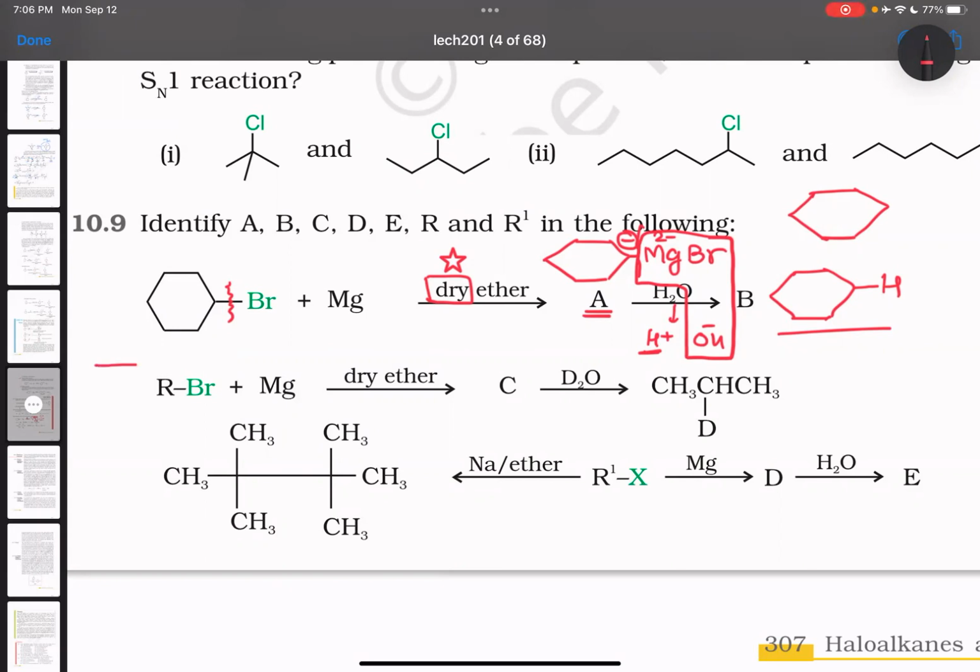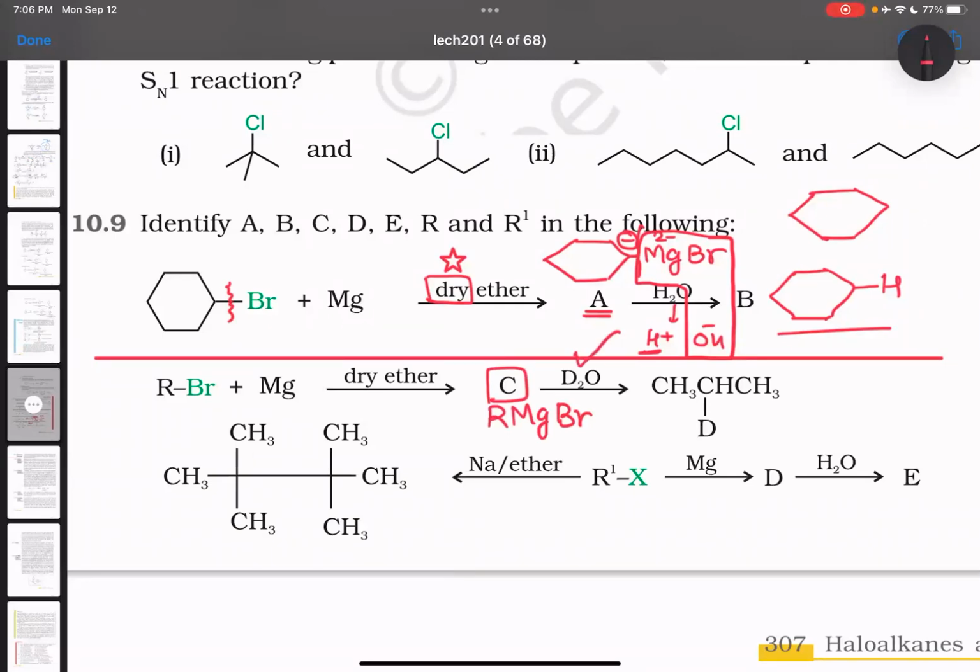And okay, this is another question. Sir, in the next question, the C will be RMgBr, right? Yeah, RMgBr. But we still don't know what R is. It is yet to be deciphered. So let's say C is RMgBr, and if you react it with D2O, what is D2O? Sir, H2O. Yeah, it is H2O, but with heavy hydrogen.